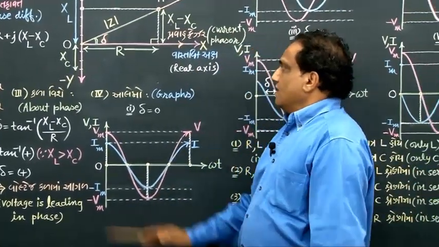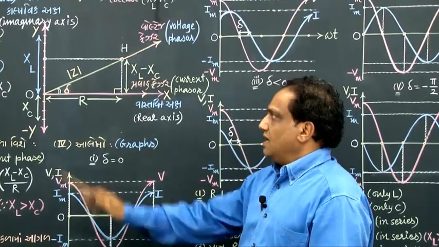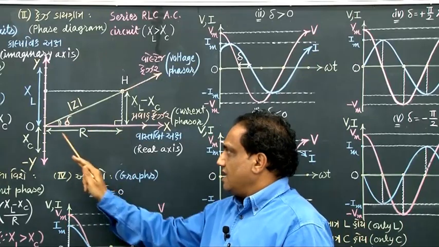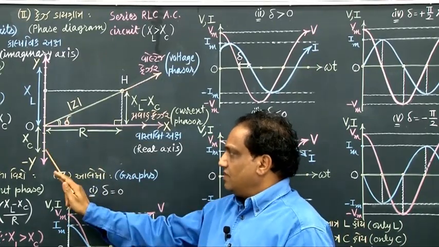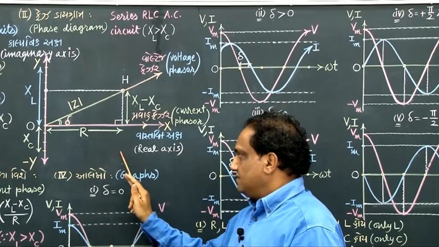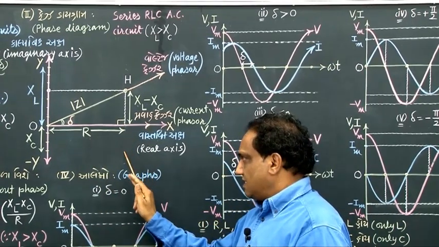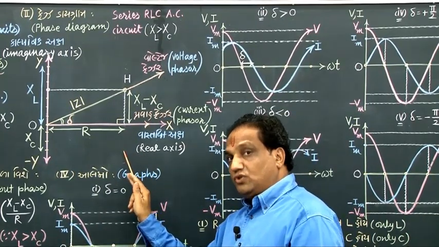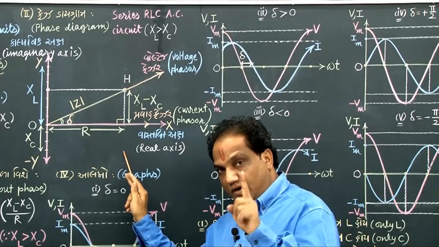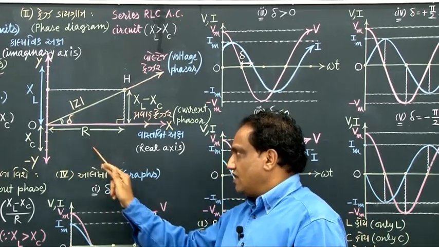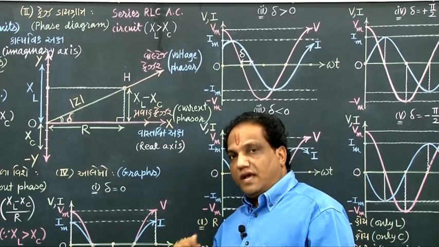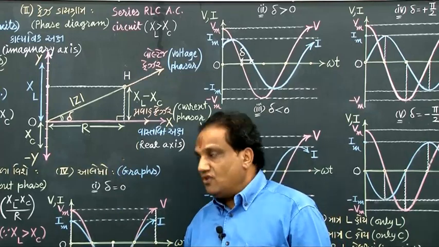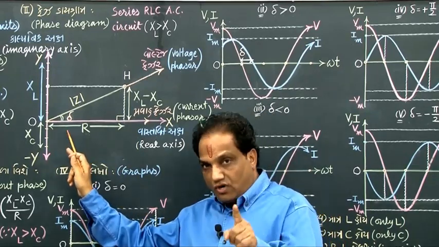What about this phasor diagram? Inductor is not there, so XL is not to be shown. Just show R and XC, and then from this point onwards you should draw a horizontal line segment, and from this point onwards a vertical line segment, and wherever both the line segments intersect, at that point you should put capital H. Then ray OH is the voltage phasor, and the angle between voltage phasor and current phasor will give you phase difference delta, which will appear in the fourth quadrant.